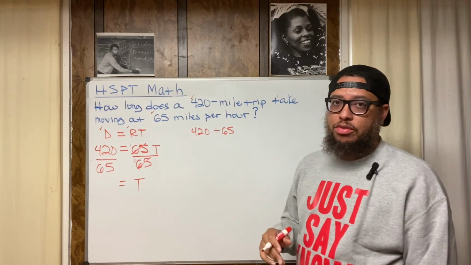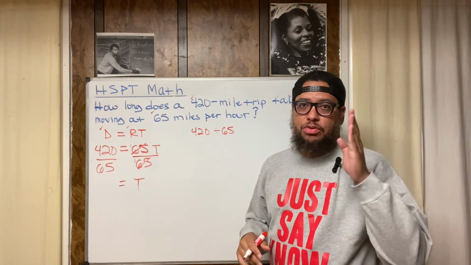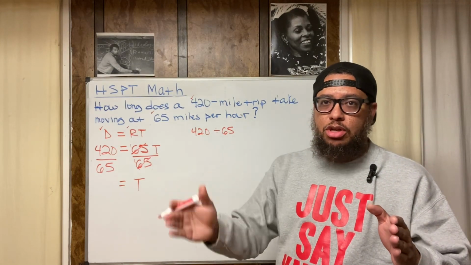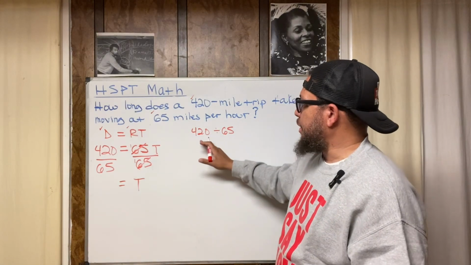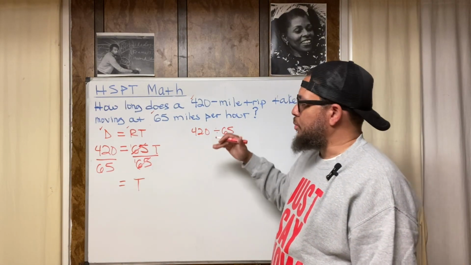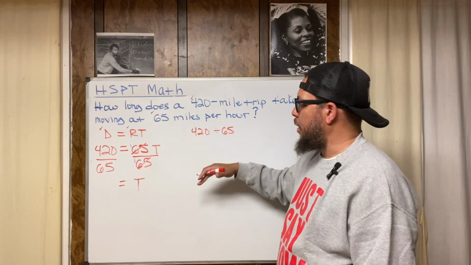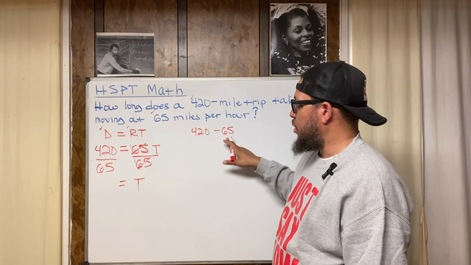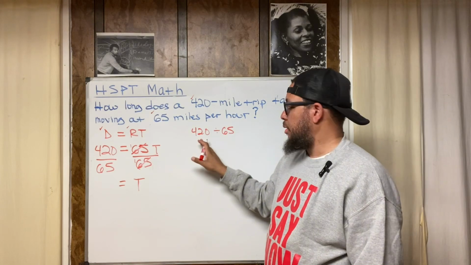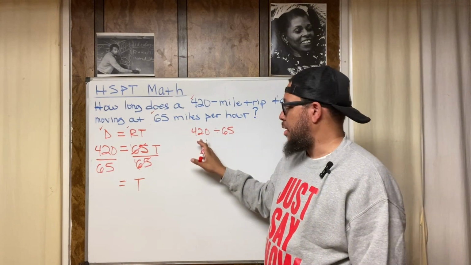65 times 6 is going to be 390 because 60 times 6 is 360. 5 times 6 is 30. 360 plus 30 equals 390. So that means if I do 6, that's probably the closest I can get to 420 without surpassing it. 65 times 7 would be greater than 420. That'd be 455. All right.